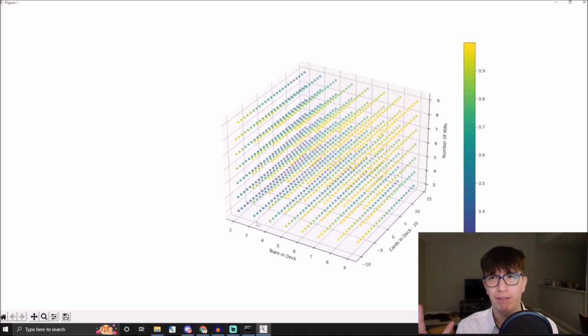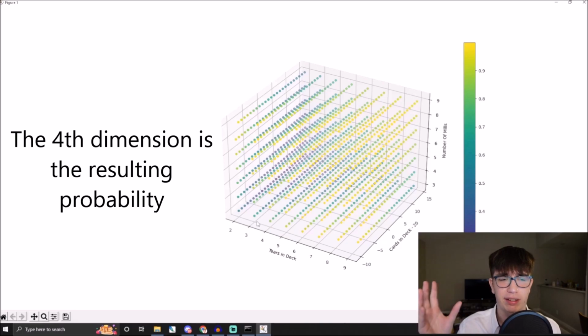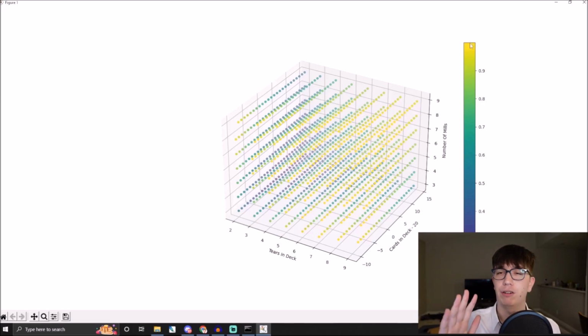But how do you graph something that's actually 4-dimensional, right? We have our tiers in deck, our cards in deck, and our number of mills. How do we even graph something that's 4-dimensional? Well, we plot them as colors. So the points have values themselves, right? And you can see the more yellow they are, the closer to 100% you are to being able to mill a tier card. The closer to purple they are, the less likely you are to be able to mill a tier card.